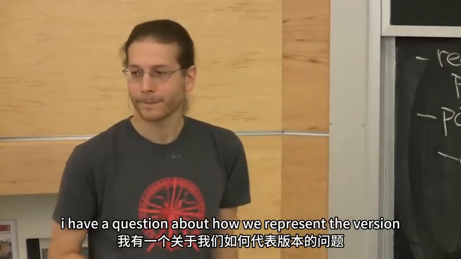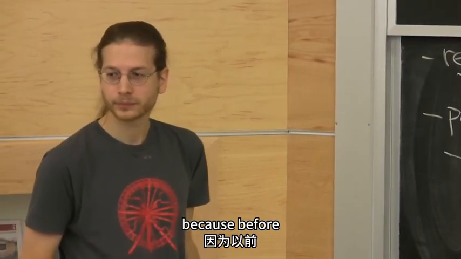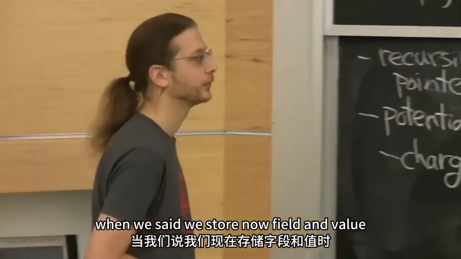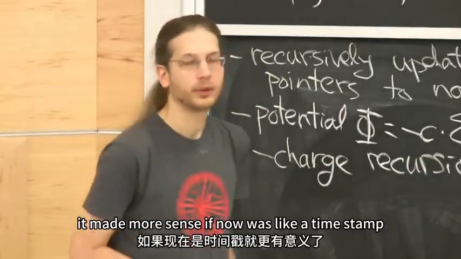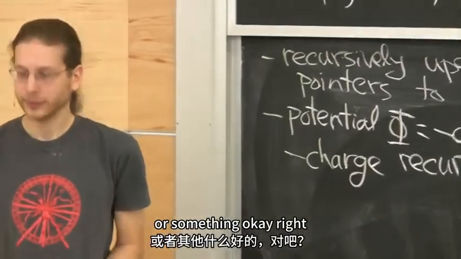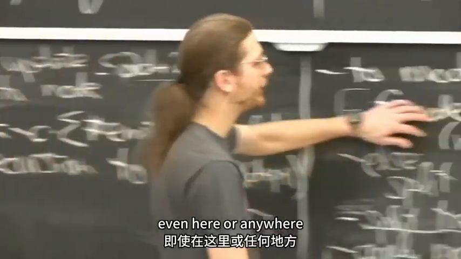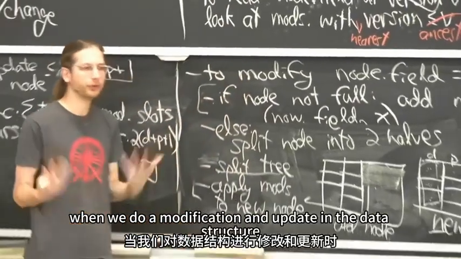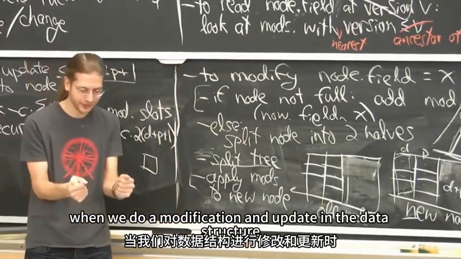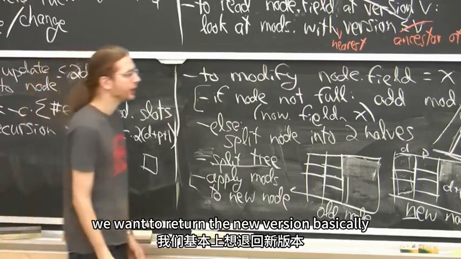I have a question about how we represent the version, because before when we said we store now, field, and value, it made more sense if now was like a timestamp or something. Right. So how do we represent a version, when we do a modification, an update in the data structure, we want to return the new version?